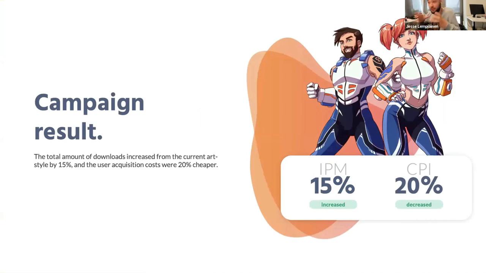Compared to the control ones, where we started from, the IPM increased by 15%. So meaning that now for each 1,000 impressions, you got 15% more installs, and at the same time the cost for each individual install decreased by 20%. These often go hand in hand. As the IPM increases, the CPI goes down, which is obviously great.